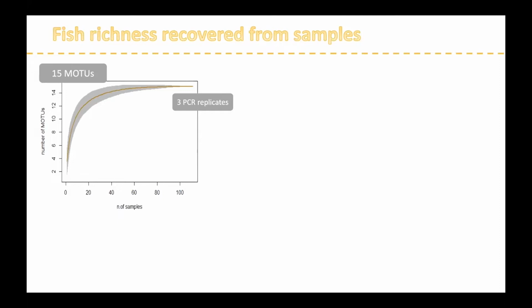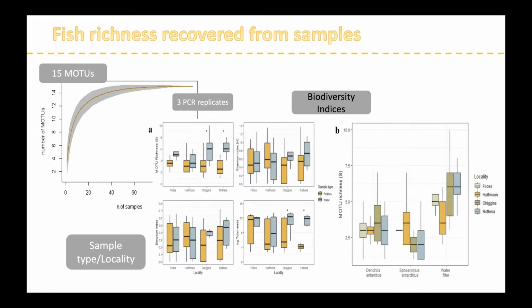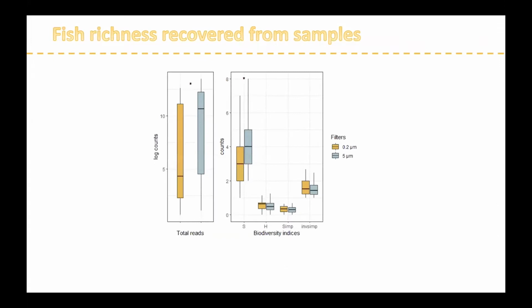Although there is a great variability in the number of reads per sample, the species accumulation curve showed that we have enough samples to detect the diversity. Also, significant differences were observed in the number of MOTUs recovered by sponge and water samples, while no differences were observed between sponge species or between the different localities. On the other hand, both pore size filters also showed significant differences, but only in the species richness.